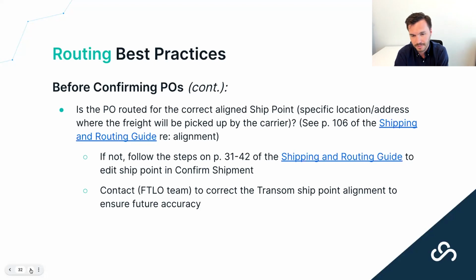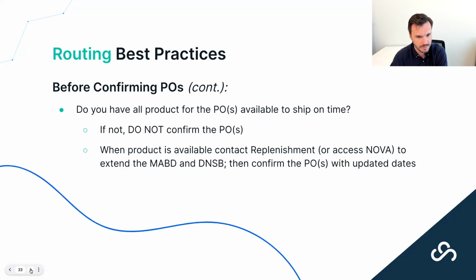I said ship like 20 times in that sentence. Pages 31 through 42 of the guide will be helpful for all of that. But in this case, it's the FTLO team that you would want to contact to correct the transom ship point alignment for future accuracy. So it changes based on the individual thing that you're wanting to get aligned on. And then also, before confirming POs, do you have all product for the POs available to ship on time? Yeah, again, this is Walmart's language.